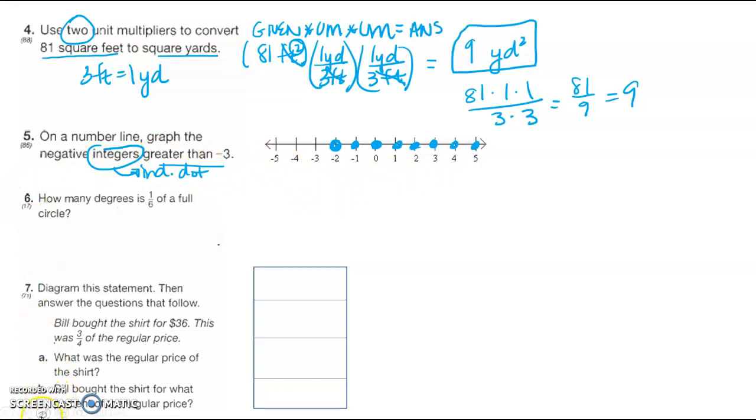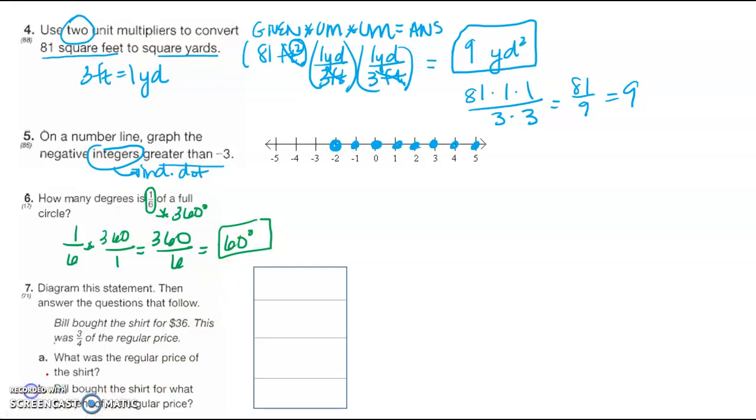Number 6. How many degrees is 1/6 of a full circle? So 1/6 times 360 degrees. 1/6 times 360 degrees is 360 divided by 6, which is 60 degrees.